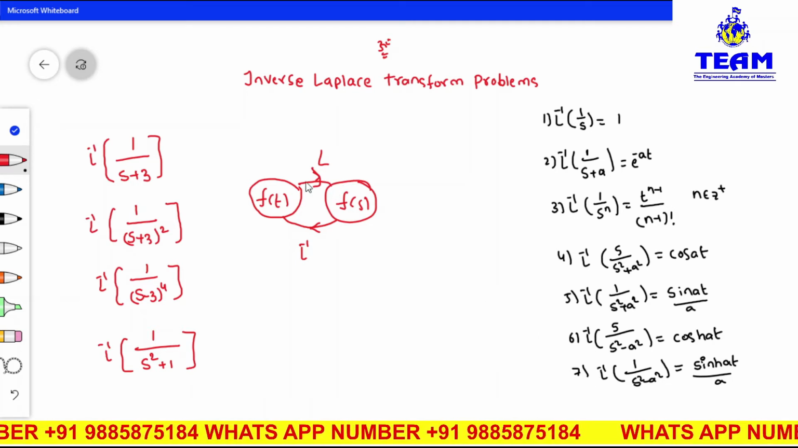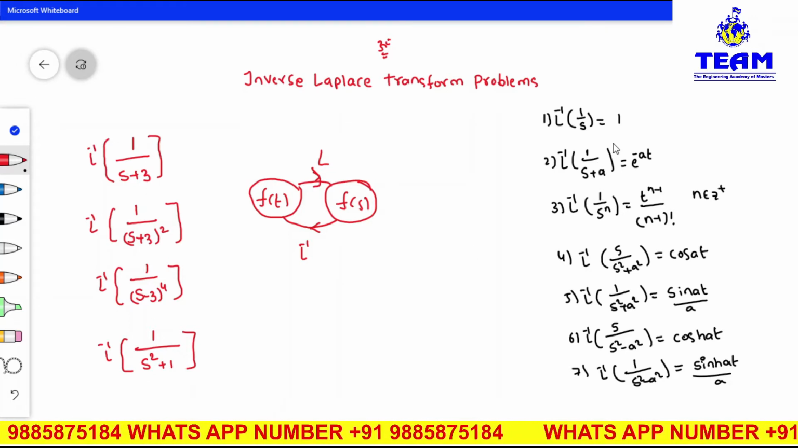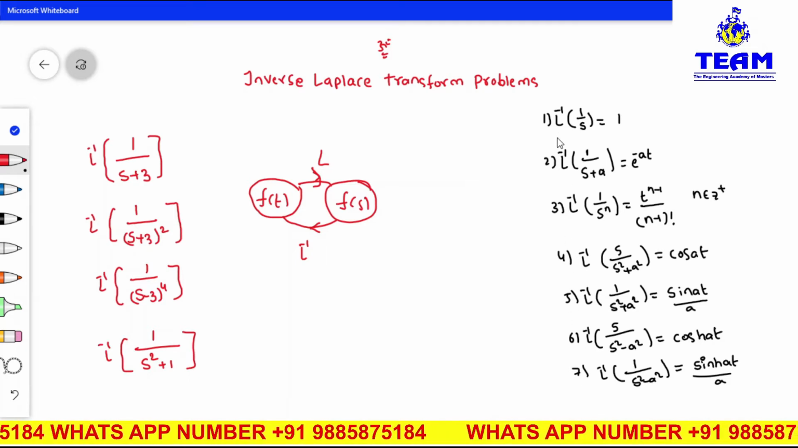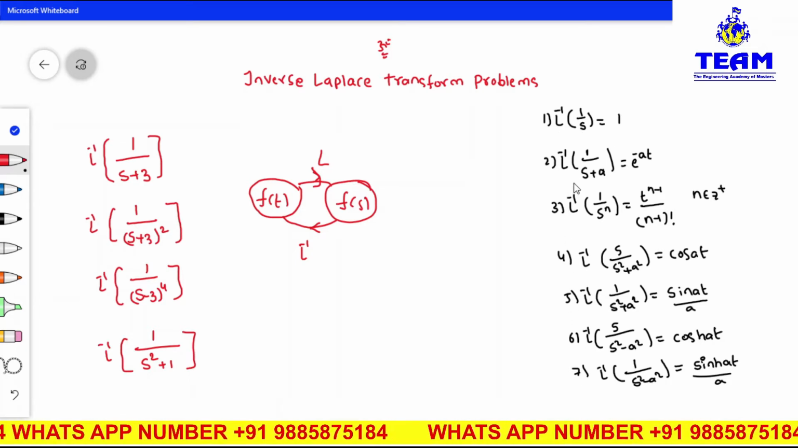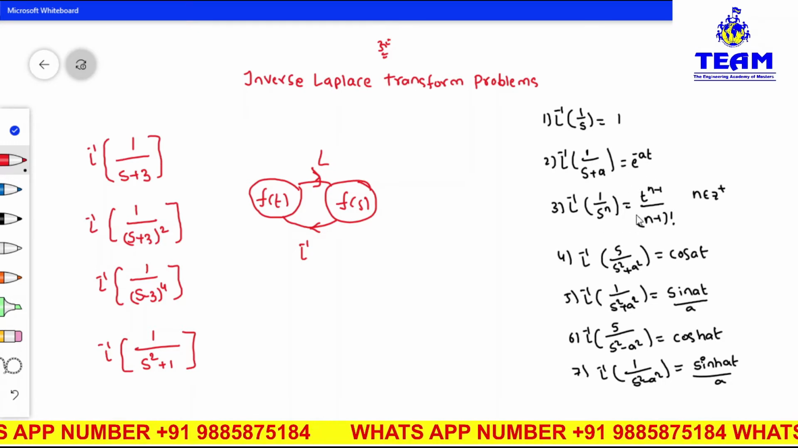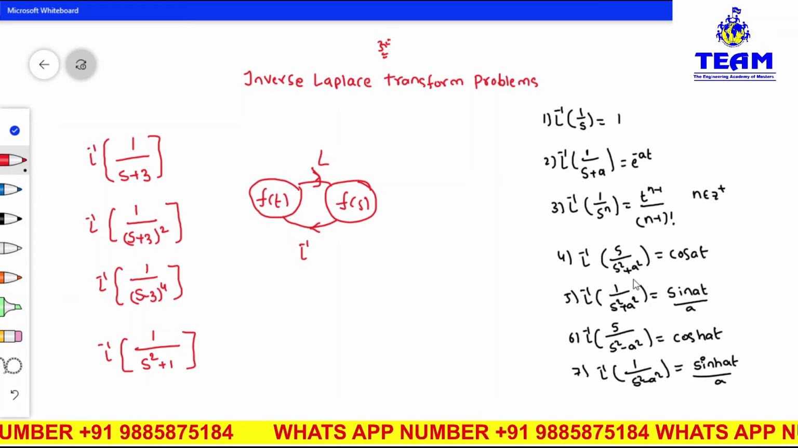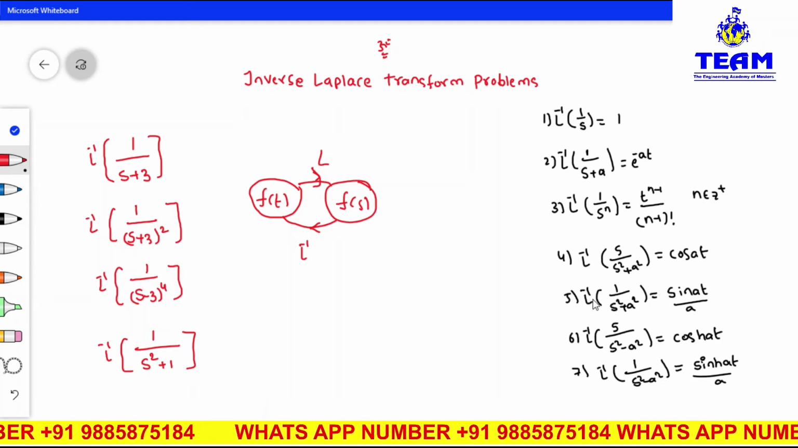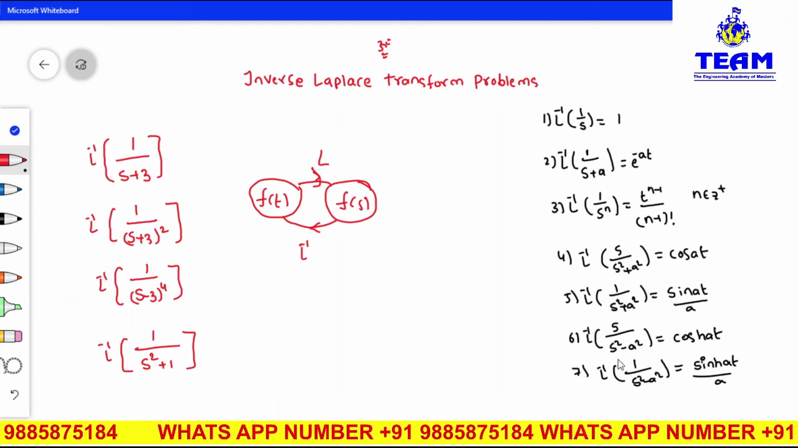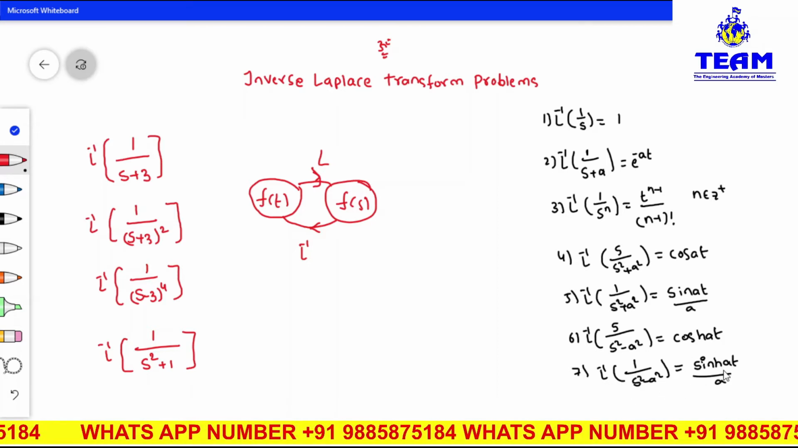Now friends, to solve these problems we have to remember these formulas, the inverse Laplace transformations especially. L inverse of 1 by s is 1. L inverse of 1 by s plus a is e to the power of minus at. L inverse of 1 by s power n is t to the power of n minus 1 by (n minus 1) factorial. L inverse of s by s square plus a square is cos at. L inverse of 1 by s square plus a square is sin at by a. L inverse of s by s square minus a square is cosh at. L inverse of 1 by s square minus a square is sinh at by a.